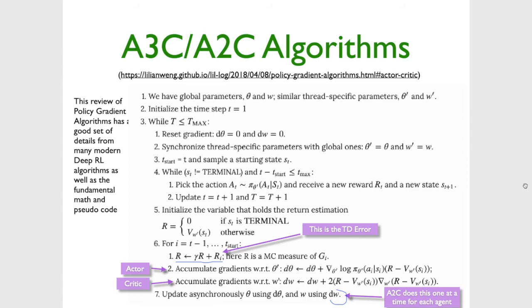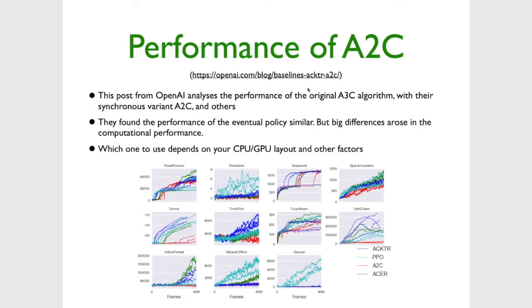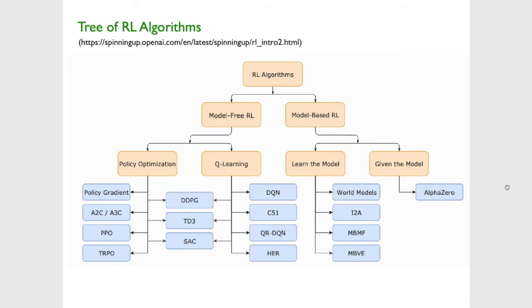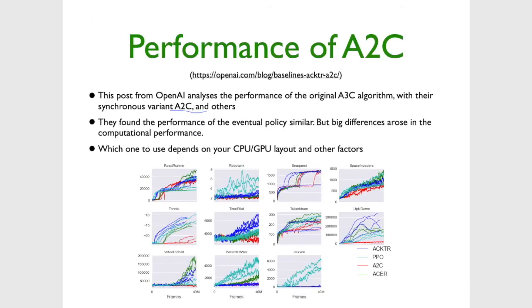And then on this page in OpenAI, they have a description of the algorithm and the code, because they came up with this version that's not parallelized, and various performance plots showing how they work better than other ones. And this is on a bunch of the Atari games that I talked about in the GQN video, trying to improve beyond that.